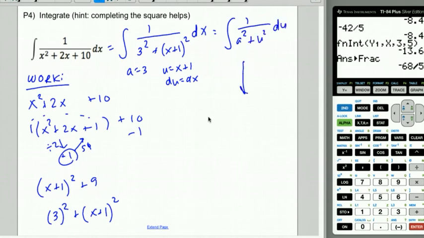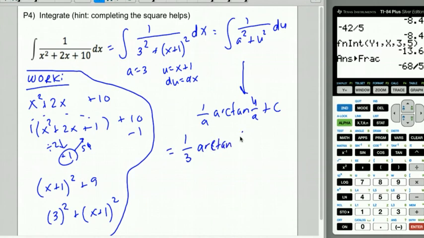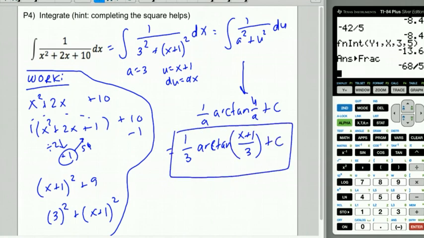So this integrates to 1 over a arctan of u over a plus c. Sorry, I'll separate my work a little bit, right? So I'm going to get that this is a 1 over 3 arctan of x plus 1 all over 3 plus c. All right.